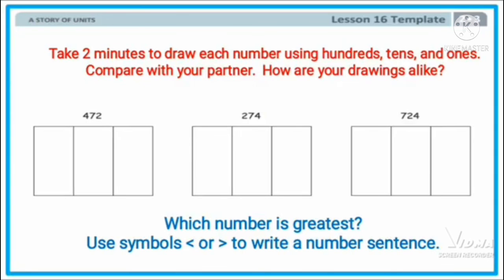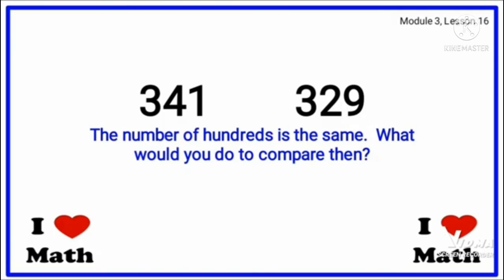Alright, so you will take 2 minutes to draw each of the numbers you see now on the screen using hundreds, tens, and ones, and compare with your partner. Check the technique your partner used. Then 2 of you will now compare and see which number is the greatest of the 3. Use the symbols, less than or greater than, to write a number sentence for this activity.